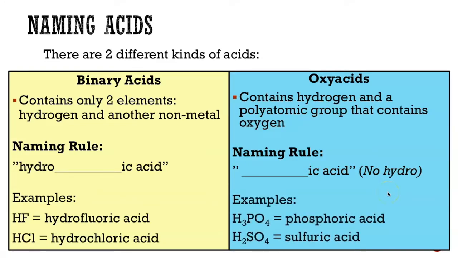What do I mean by that? If I look at this one where I've got H and then a polyatomic group, phosphate, for the name I don't care about the hydrogen, I don't care about the oxygen. What I care about is whatever that other element is. So this would be called phosphoric acid. I don't need the hydro. This next one, I've got hydrogen, sulfur, oxygen. Again, I don't care about the hydrogen and oxygen to name this. This is just going to be called sulfuric acid.